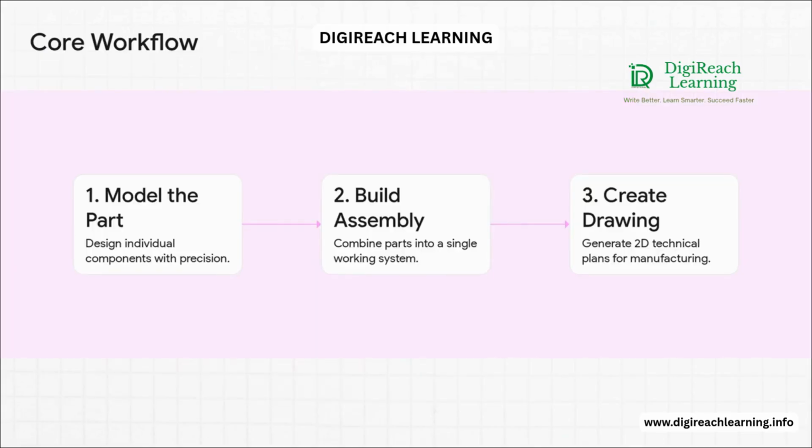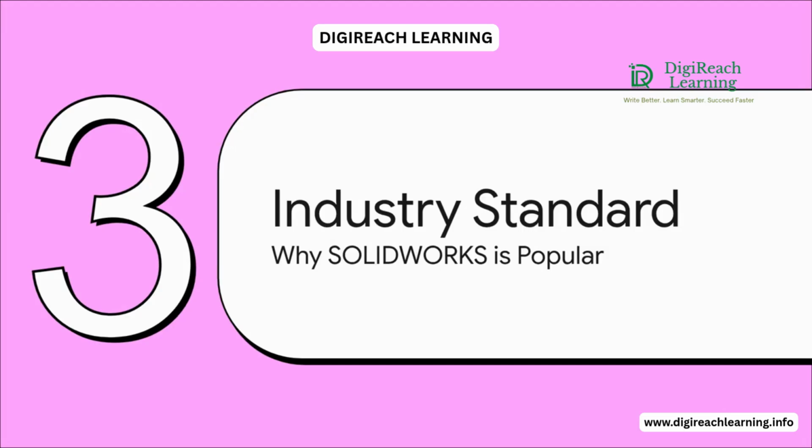What's really cool is how it breaks down the whole design process into 3 simple steps. First, you model the individual parts, the nuts, bolts, and brackets, getting every little detail just right. Then you build the assembly, which is like putting a digital puzzle together. You combine all those parts into a single system. And finally, you create the drawing. This is super important. It's the 2D blueprint, the universal language that tells a manufacturer exactly how to build your creation.